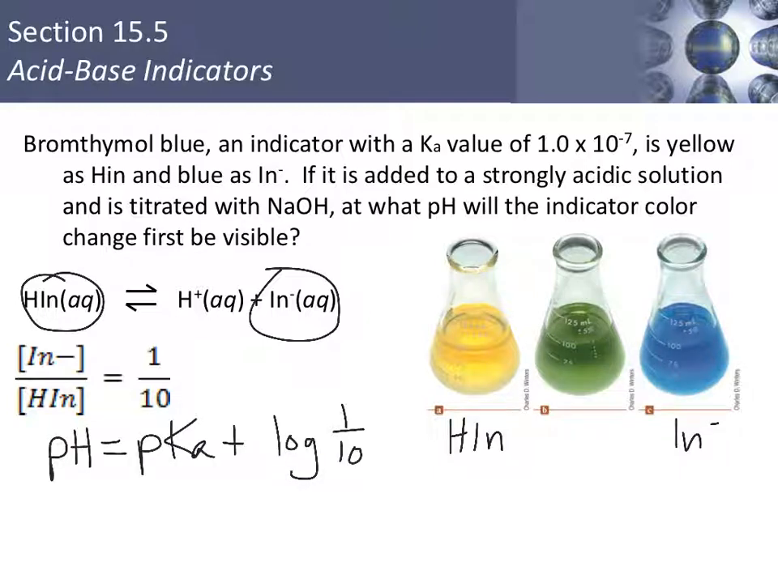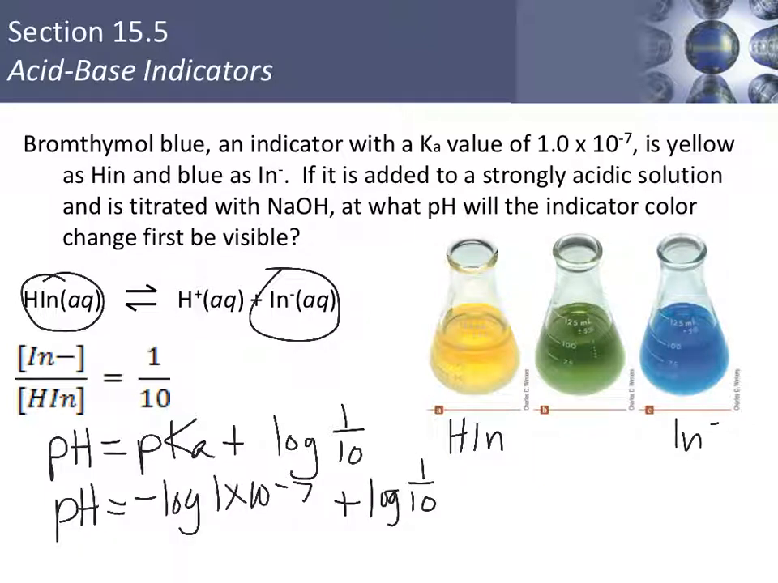The Henderson-Hasselbalch equation will allow us to solve for the pH using the pKa and a ratio of 1 to 10 for the conjugate base to acid concentration. pH equals the negative log of 1 × 10 to the negative 7th, the Ka for the bromothymol blue, plus log of 1/10. When I solve, I get 7 minus 1, or a pH of 6.